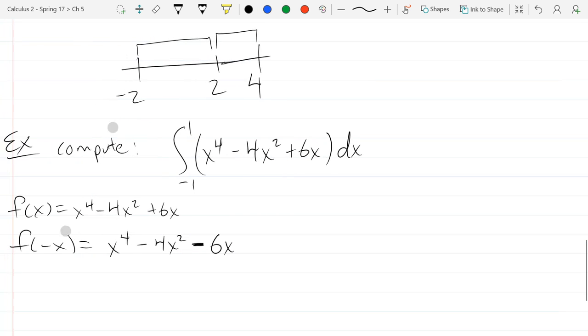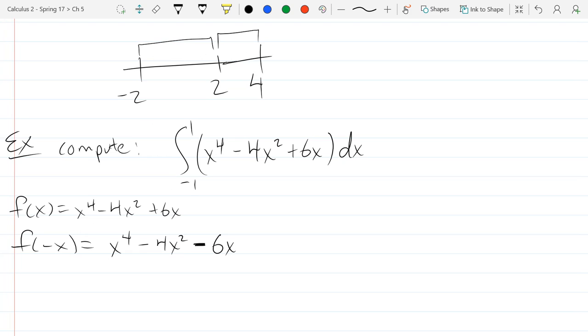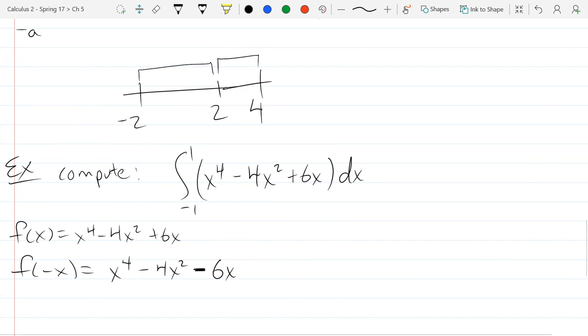However, we can still exploit these properties if we're careful. So I'm going to do a calculus identity. I'm going to break the integral up over a sum. And I'm going to do it for that piece and then that piece right there. So I'm going to break out the even part and the odd part.